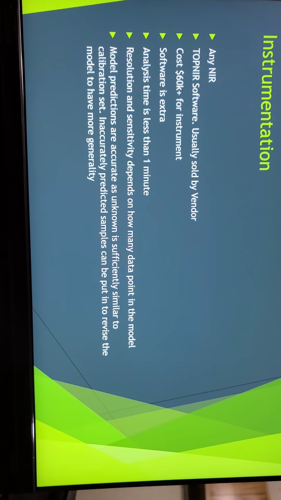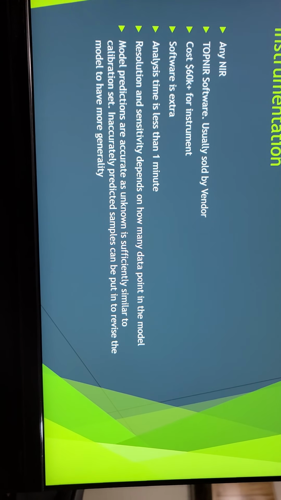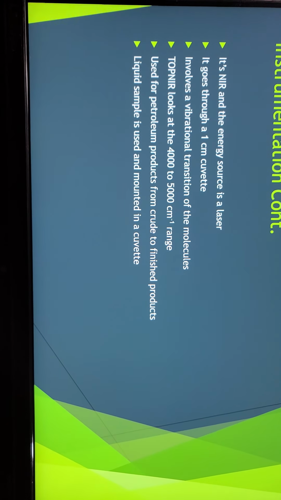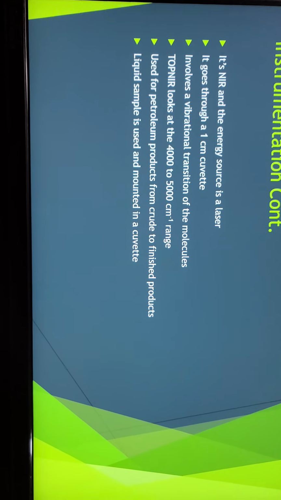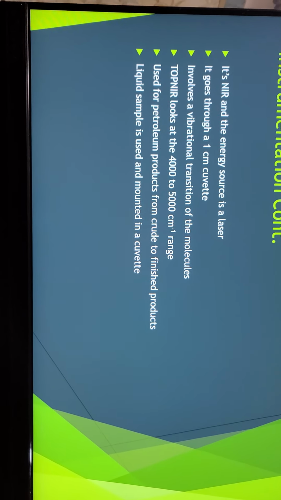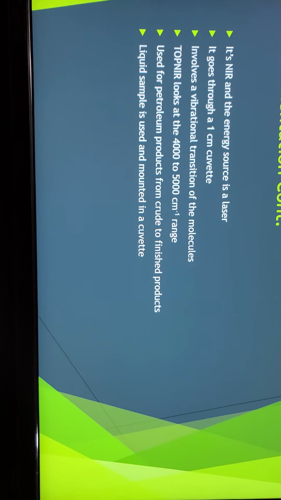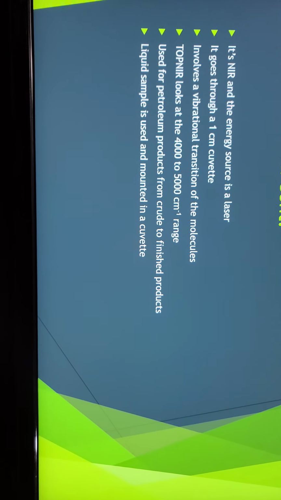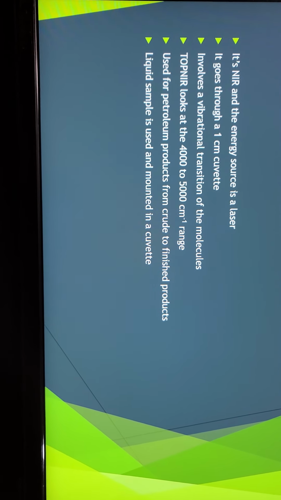So more about the instrument, since it is NIR, the energy source is a laser. The laser passes through a 1 centimeter cuvette, and it does involve the vibrational transition of the molecule. From what I found, the top NIR is looking at the 4,000 to 5,000 nanometer range, and it is used for petroleum products, anywhere from crude, as I said earlier, to finished products. And since we're looking at petroleum, most of our products are going to be liquid samples, and they're usually put in a cuvette.